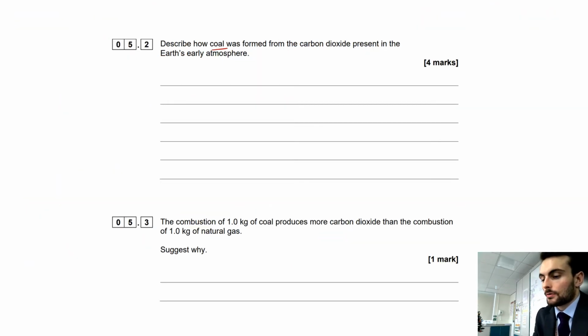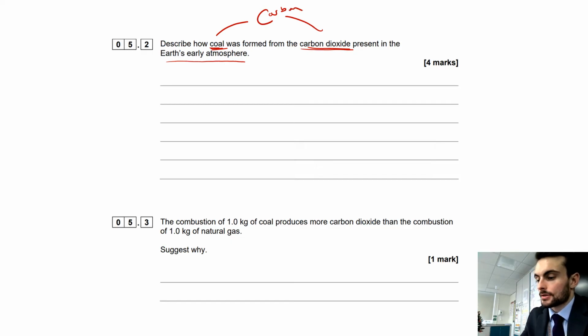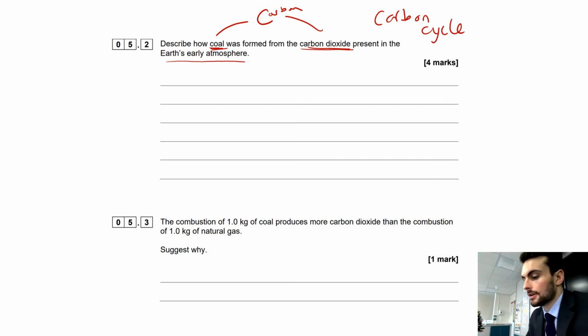Describe how coal was formed from the carbon dioxide present in the Earth's early atmosphere. So there's two common things that we can spot here. Carbon dioxide and coal, what do they both have in common? They both have carbon in them. And then there's a hint. What I'm thinking now is you start talking about potentially the carbon cycle, how carbon is constantly recycled by different things, changing into different molecules throughout plants, animals, etc. So how coal is formed from the carbon dioxide.